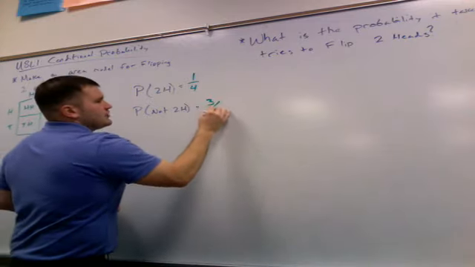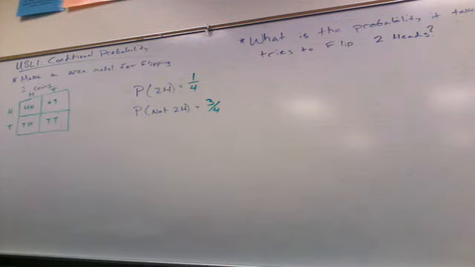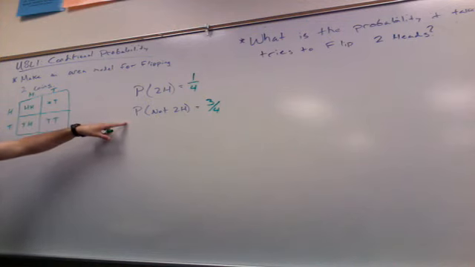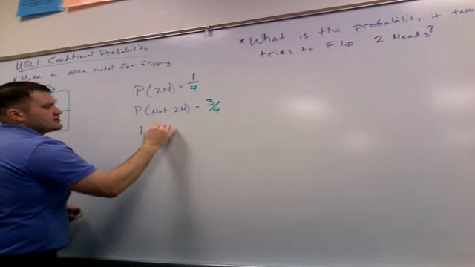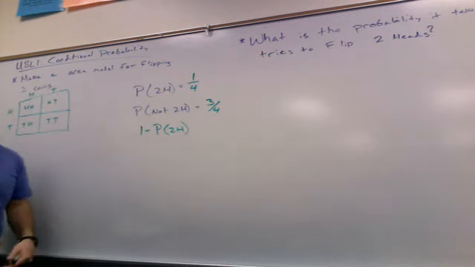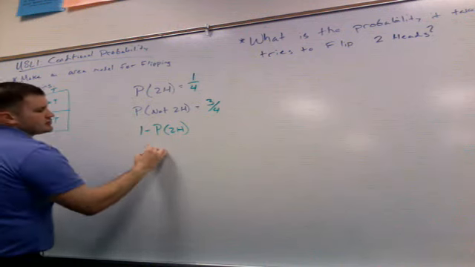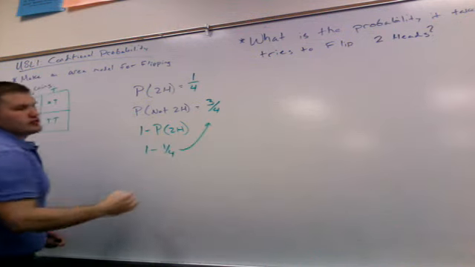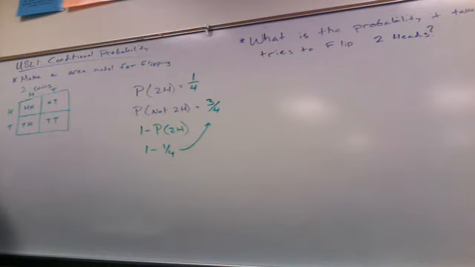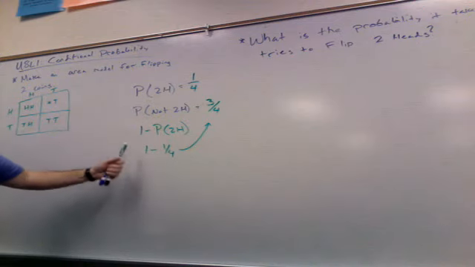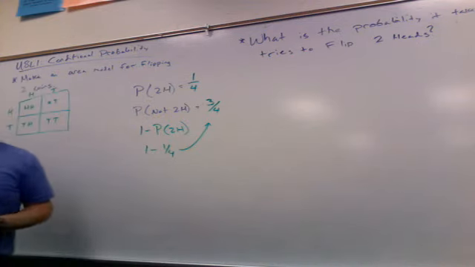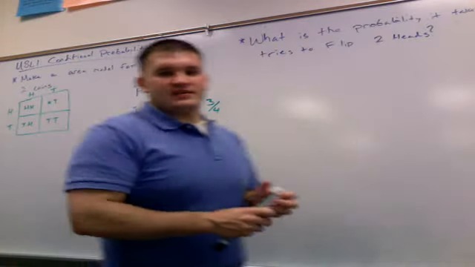Now, what's a different way besides using the area model to find not two heads? What should my probability for two heads and not two heads always add to? 4 out of 4, right? So, in order to find not two heads, we could do 1 minus the probability of two heads, which is essentially 1 minus 1/4, which equals 3/4. Right? So anytime you have the probability of one outcome, to figure out the probability of not getting the outcome, Brady, you just got to subtract that from 1. Does that make sense?